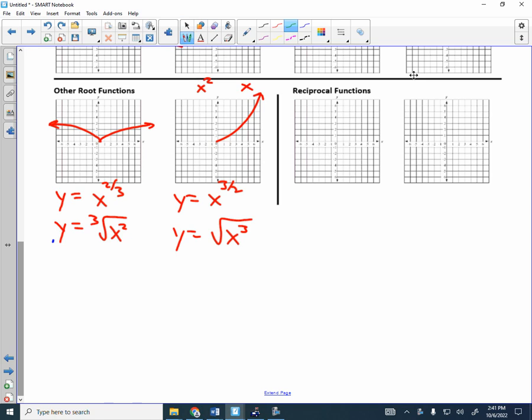And then we have our last ones, which would be the reciprocal functions. Y is equal to 1 over x, and y is equal to 1 over x squared. So for what value can you not plug in x? You can't plug in 0. So you have this thing called a vertical asymptote. Asymptote. Oh, is that like a fake line?